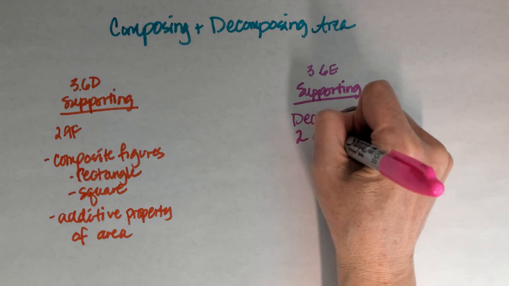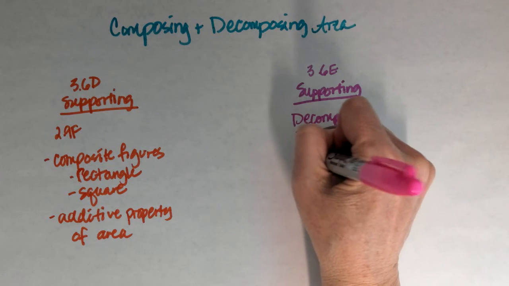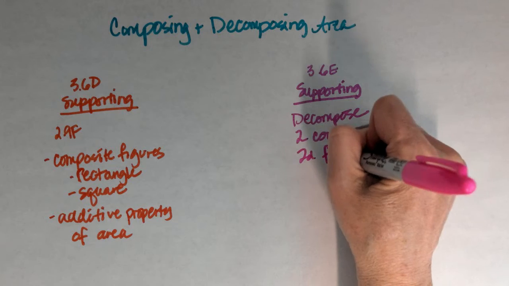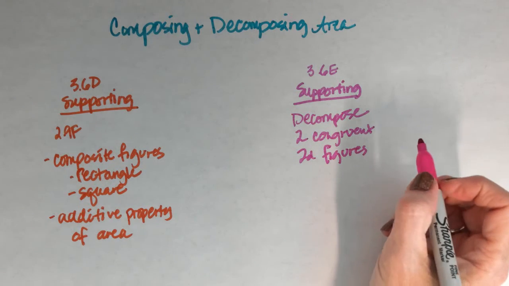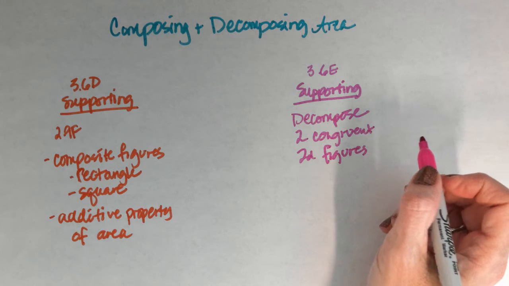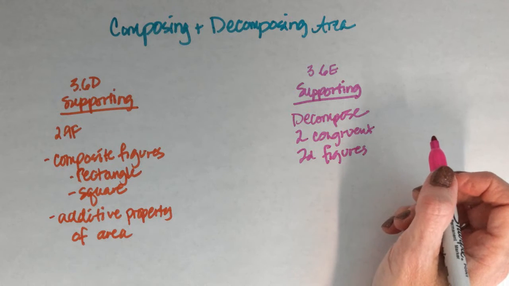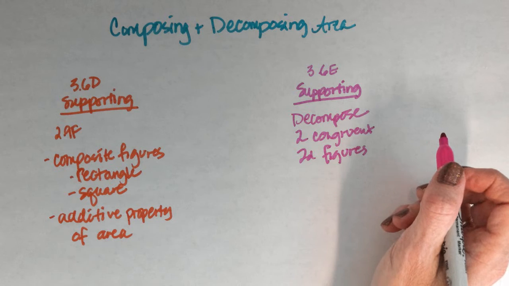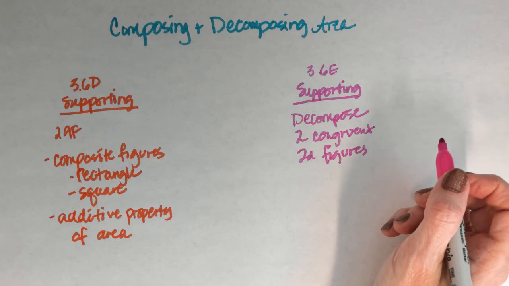Notice they're congruent. Two congruent 2D figures. And we're going to decompose those into parts with equal areas and express the area as a unit fraction of the whole. And we'll talk about what that means. And recognize that equal shares of the whole don't have to have the same shape.